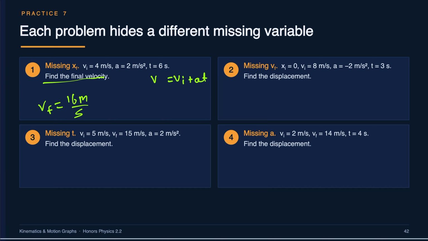Okay. So S_i is equal to 0. V_i is equal to 8 meters per second. a is equal to negative 2 meters per second squared, and t is equal to 3 seconds. Find the displacement.